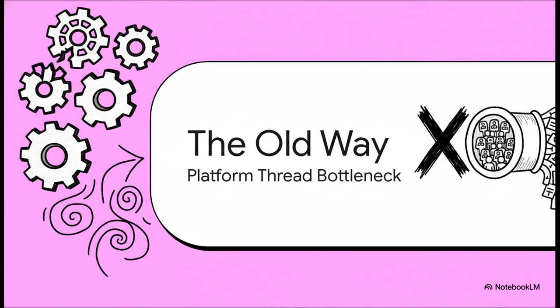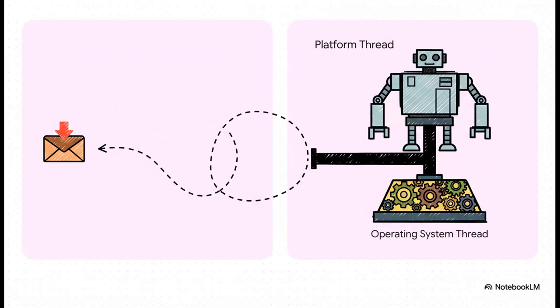For decades, Java has relied on something called platform threads, and, well, they come with a pretty serious bottleneck. In the old model, it was simple. One task, one thread. So, a user makes a request, you spin up a platform thread to handle it. The problem is, that platform thread is basically just a wrapper around a super heavy, super expensive operating system thread. It's kind of like hiring a full-time employee with full benefits just to do a 5-minute task. I mean, it gets the job done, but it is wildly inefficient.